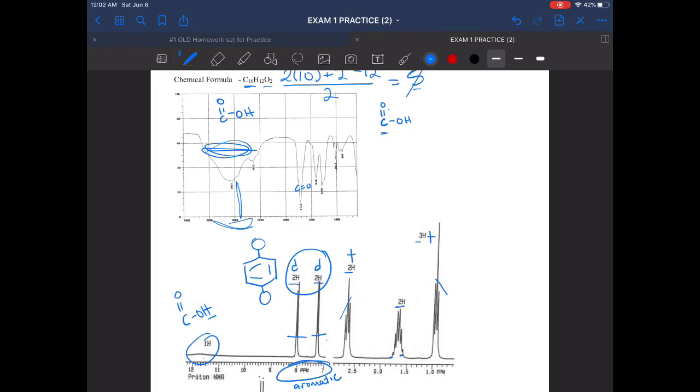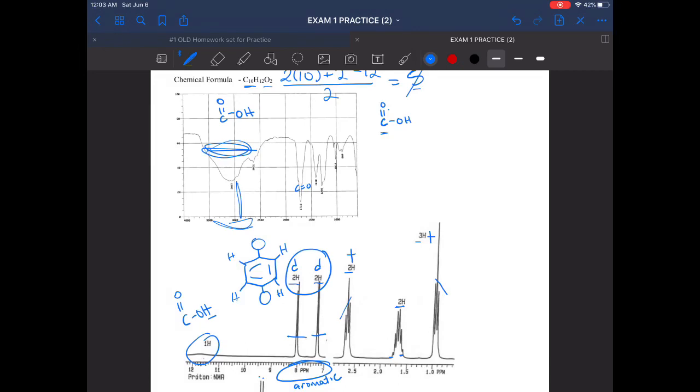If it was 1-2 or 1-3, this region would still integrate to 4 hydrogens, but it would be messy. Because it is 1-4, you have a degree of symmetry. This hydrogen and this hydrogen are going to be identical. This hydrogen and this hydrogen are going to be identical. And they're going to split each other into doublets. So I know a couple of big pieces now.